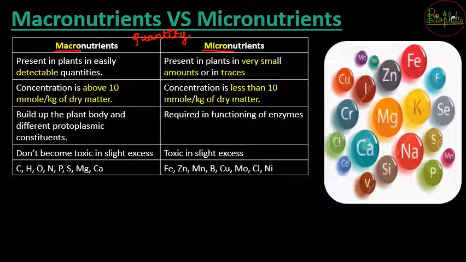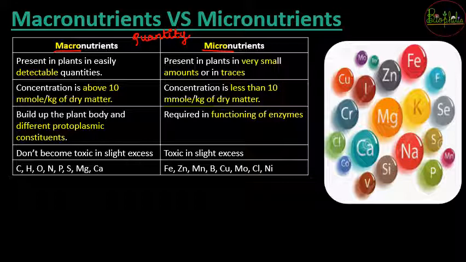So macronutrients जो होते हैं, since they are present in higher quantities, they are going to be part of protoplasmic constituents. So protoplasm के अंदर whatever structures are present, macronutrients are going to be the essential part of those. So they are required in higher concentrations. जबकि जो micronutrients होते हैं, they are required in lesser quantities because they are required in functioning of enzymes.